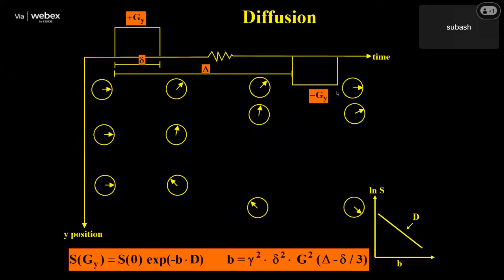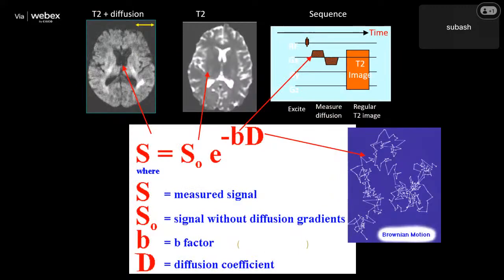When you reapply this gradient pulse, only this nucleus, which is stationary, will rephase back. The other two will be dephased. And because of this dephasing, there's a signal loss, which can be detected by this diffusion-weighted imaging sequence. Is that clear?